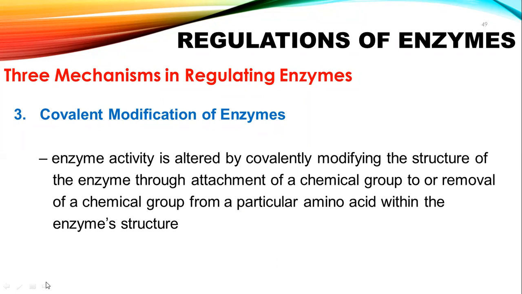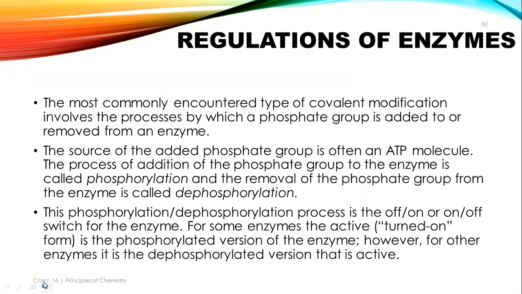So we have a sequence of amino acids, remember, in our enzyme structure, or protein structure. Once one of the amino acids in the sequence is changed or altered, its functional groups or structure are modified, and it signals a change in the reaction system. So the most commonly encountered type of covalent modification involves the process by which a phosphate group is added to or removed from an enzyme.